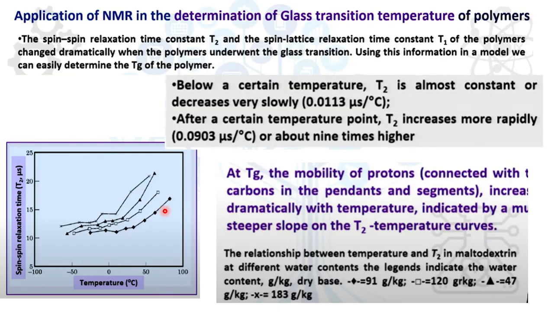They are indicated by a stiffer slope on the T2 temperature curve. So in that way, you can measure the Tg of your material.